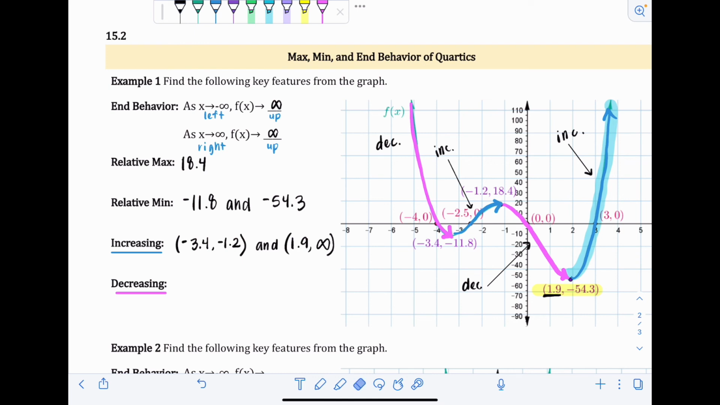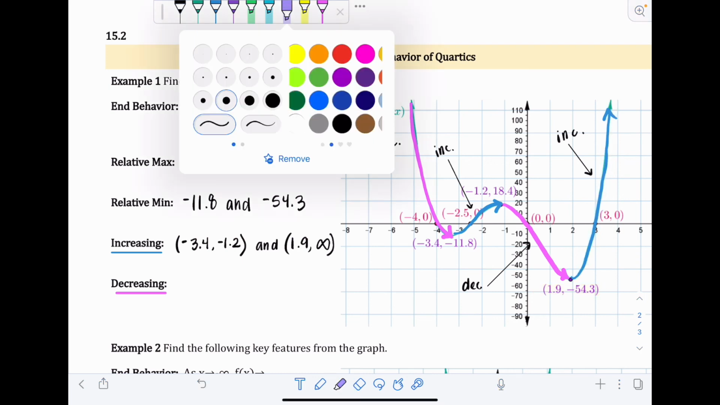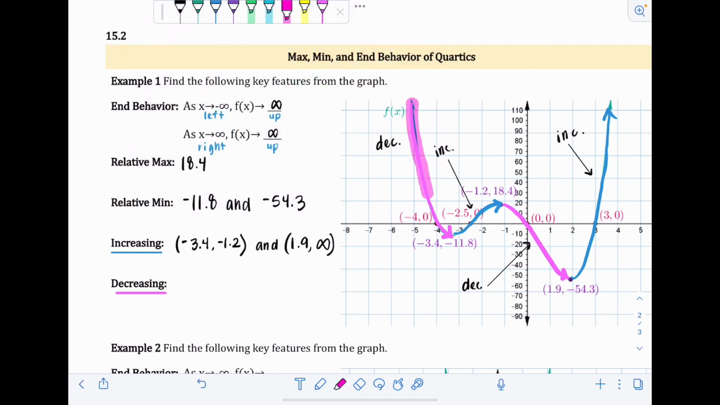So that's for increasing, and then for decreasing now, let's do this section first. It's decreasing everywhere to the left of that point right here. So everywhere to the left would be negative infinity until that point, and we just have to look at what the x value of that point is.